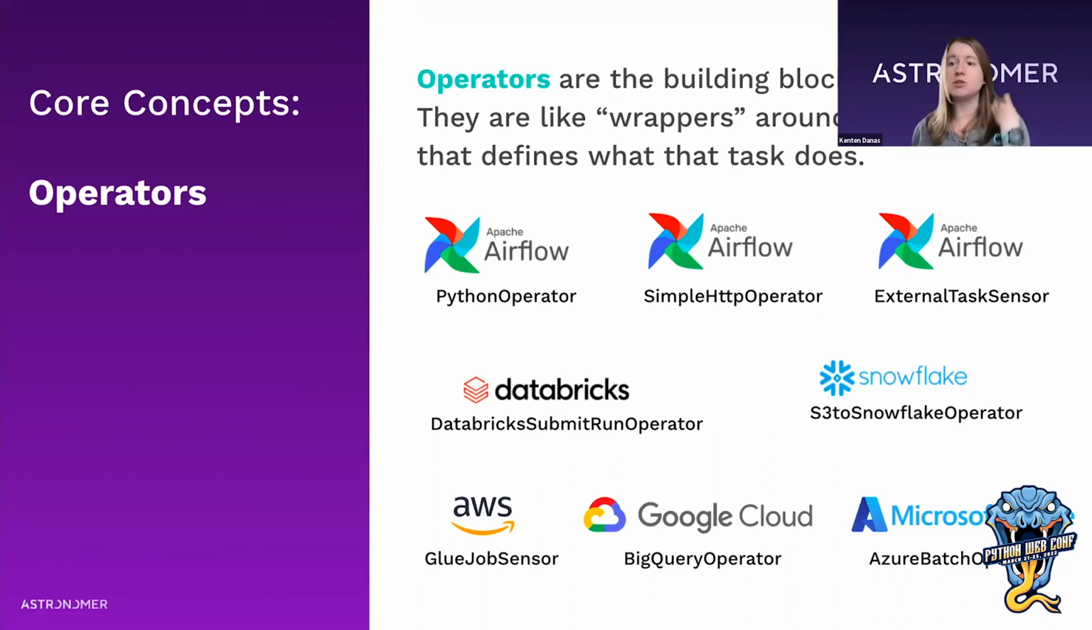But just as some examples, there are tons of operators in the Airflow ecosystem. Some of them are pretty obvious in what they do and are built within the core of Airflow. So like the Python operator will execute a Python function. The HTTP operator will make an API call. You do have a class of operators called sensors, which will wait for something to happen. Those are a way to make your DAGs more event-driven. So like the external task sensor will wait for another task to complete before starting.